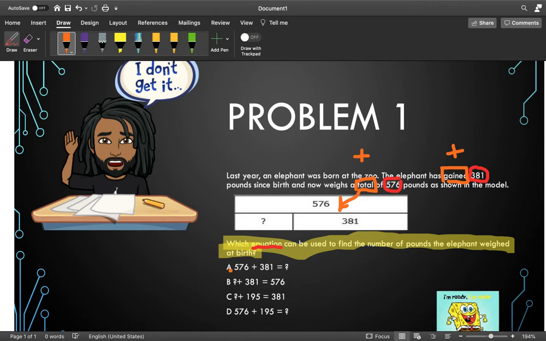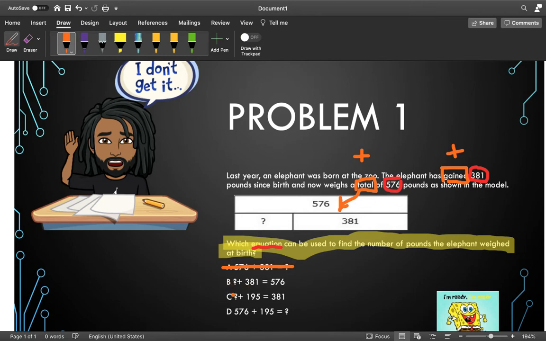So let's look at A. It says 576 plus 381 equals. Now, I can look at this off the top of my head and tell that 576 plus any number would automatically be greater than the total of 576. So question A cannot be the right answer choice. So we can mark that out.